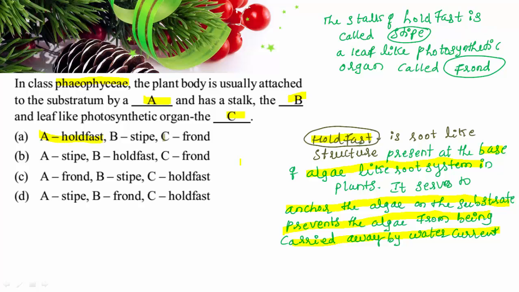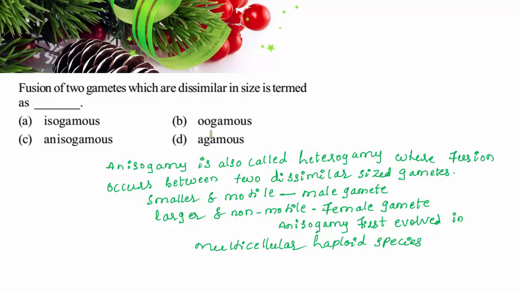Then what is B? From the holdfast, a stalk-like structure arises which is called the stipe. So B in the question represents stipe, and from that a leaf-like photosynthetic organ arises, it is called frond. So A, B, C in the given question are holdfast, stipe and frond. These are the structures found in the members of Phaeophyceae. The next question.